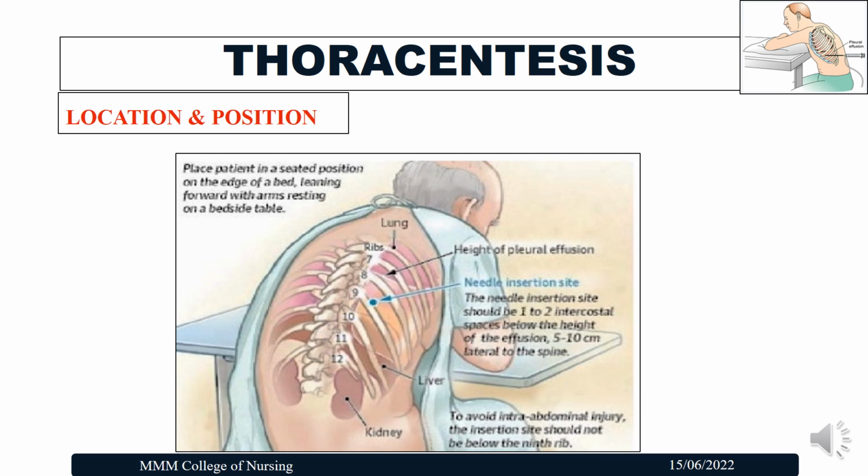The patient can be seated on the edge of the bed leaning forward, with the arms resting on the table. First we need to identify the height of the pleural effusion with the help of auscultation or percussion. Then the needle should be inserted 1 to 2 intercostal spaces below the height of the effusion, or 5 to 10 centimeters lateral to the spine. Make sure that we do not injure the diaphragm, so we should not pierce the needle below the 9th rib.